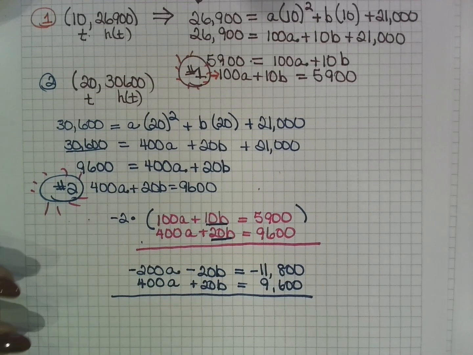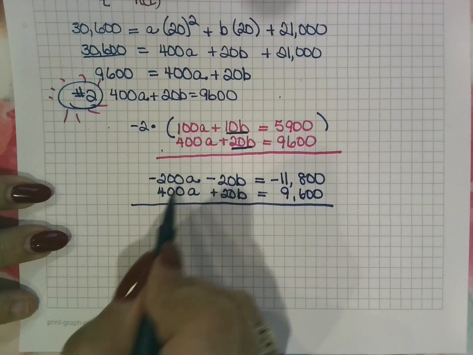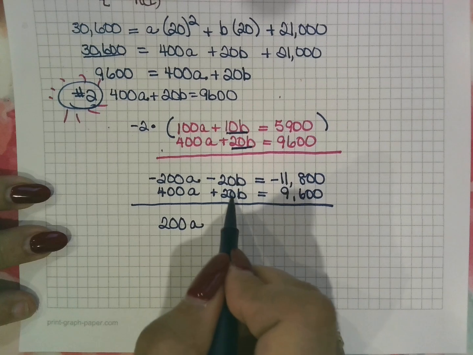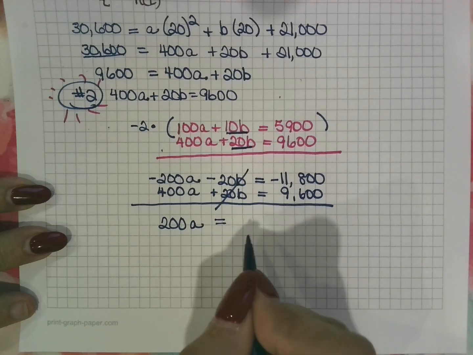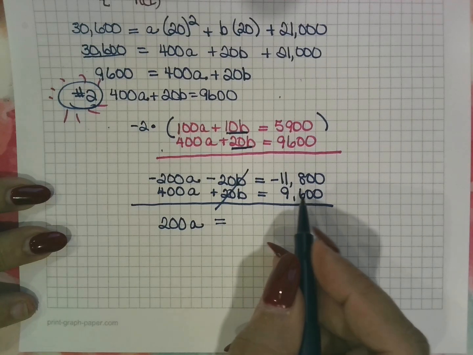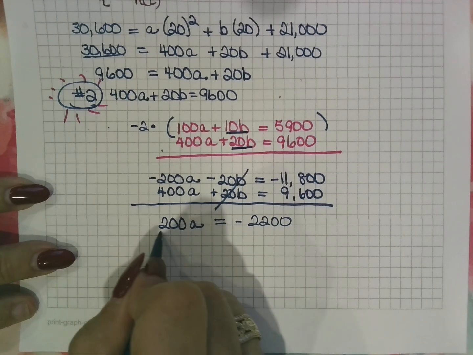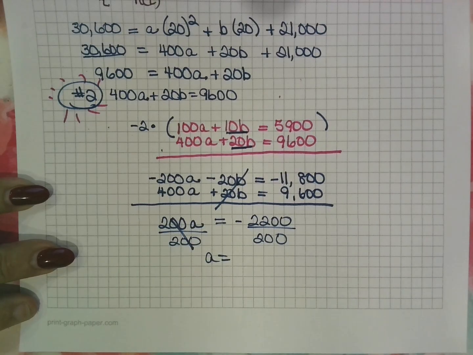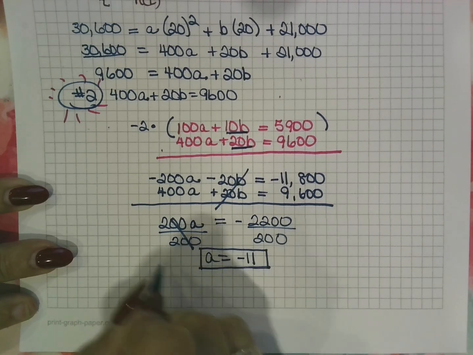And the cool thing is that when I add these terms, these guys are going to go away. So negative 200a plus 400a, that's 200a. Negative 20b plus 20b goes to 0, which is exactly what you want. You want to get rid of one of those variables. And then negative 11,800 plus 9,600, that's going to be negative 2,200. We divide both sides by 200. That cancels. A is equal to negative 11. Okay, we're moving on. We've got A. That is a big deal.